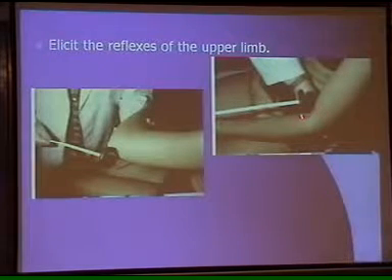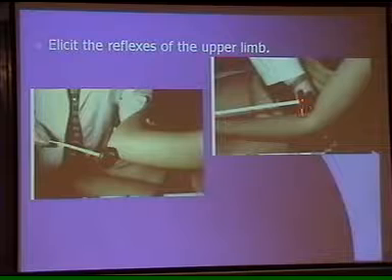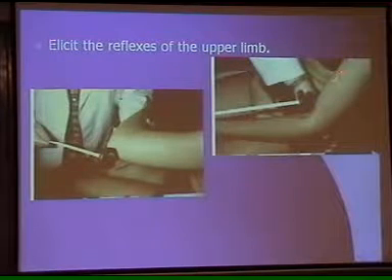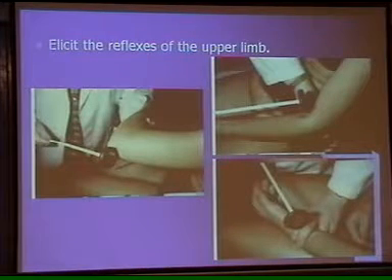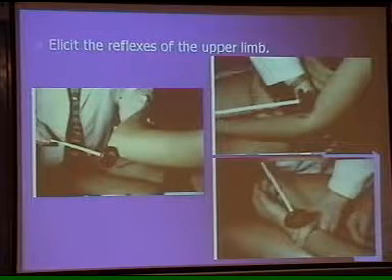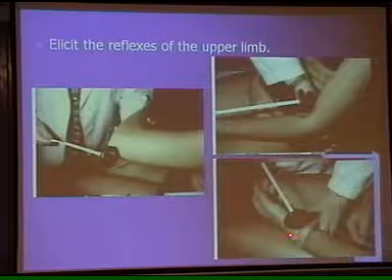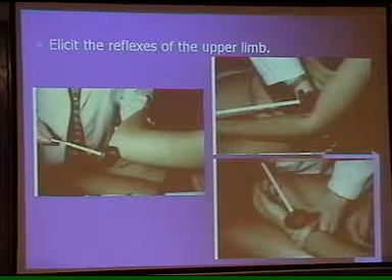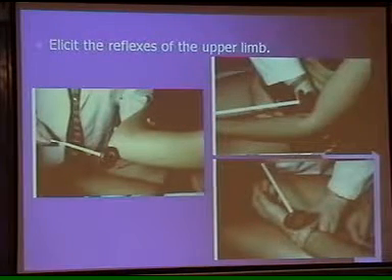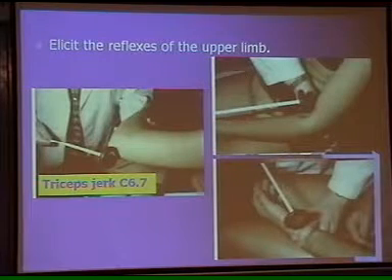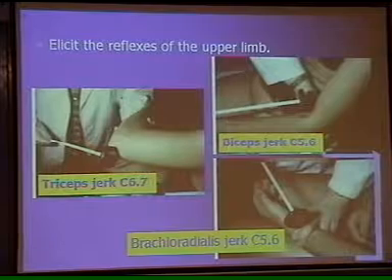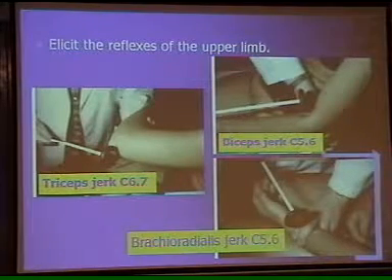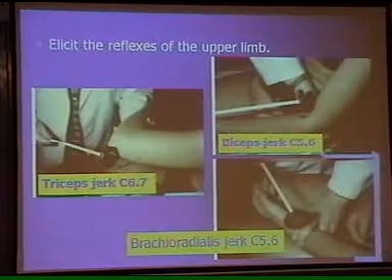Here, the elbow is flexed. There's a thumb on the biceps tendon. The hammer is hitting the examiner's thumb to check the contraction of the biceps. That's the biceps jerk, and then there's the brachioradialis jerk. The brachioradialis tendon over the radial styloid is being held by 2 fingers and the hammer is hit on it. So these are the 3 jerks with their respective myotome values, C5-6, C7, C6-7 and C5-6 again.